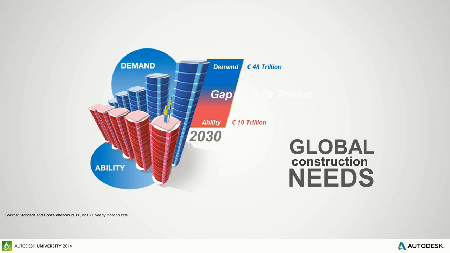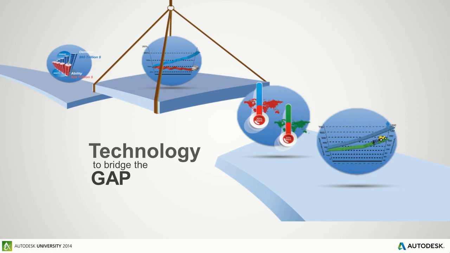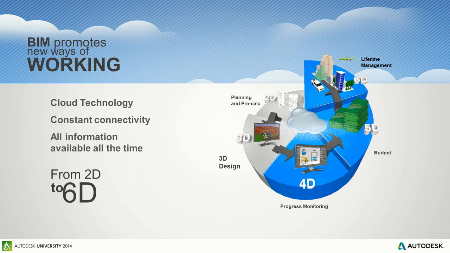So how are we going to bridge that gap? Technology is going to help. Hardware, software, but more importantly, really applying it in the best and smartest way to satisfy that future need. And BIM promotes new ways of working, as we see. So with cloud technology, with the constant connectivity that is available, all information is available all the time. So it's giving huge opportunities to change those traditional workflows, to find new ways of doing things, to be quicker and more efficient right through the whole life cycle, from 2D to 3D to scheduling, cost management, and where most of the cost is in a project, in facilities management.